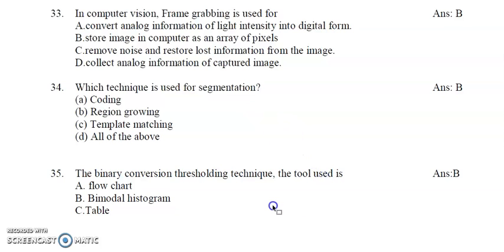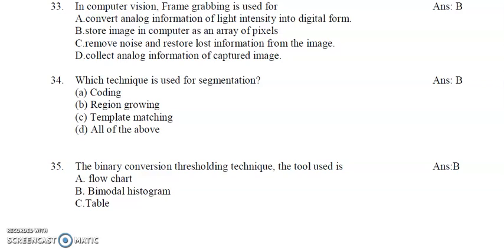35. The binary conversion thresholding technique, the tool used is A. Flowchart, B. Bimodal histogram, C. Table. The binary conversion thresholding technique, the tool used is bimodal histogram. Answer B.